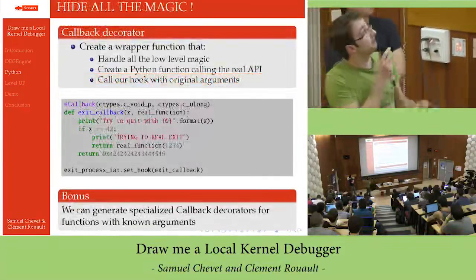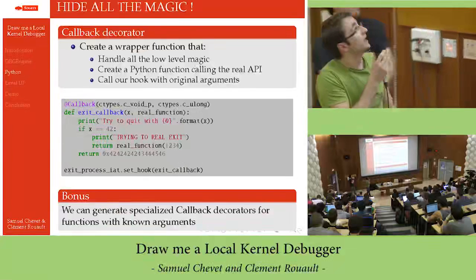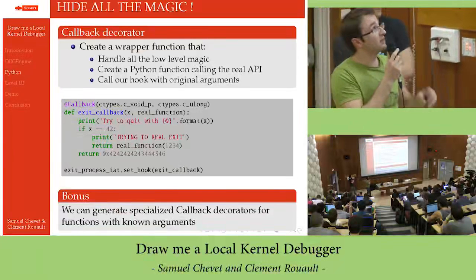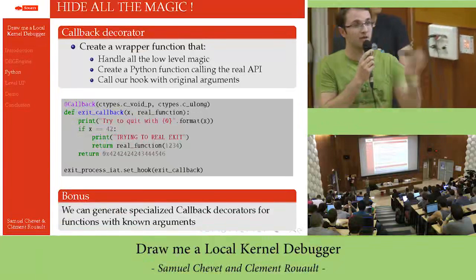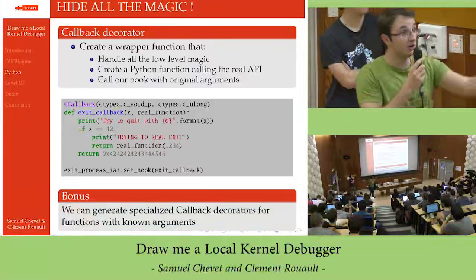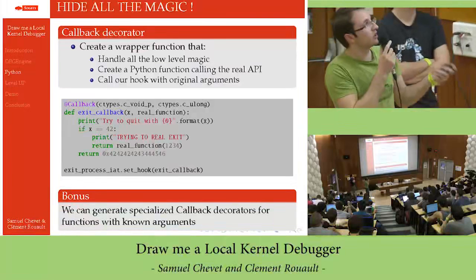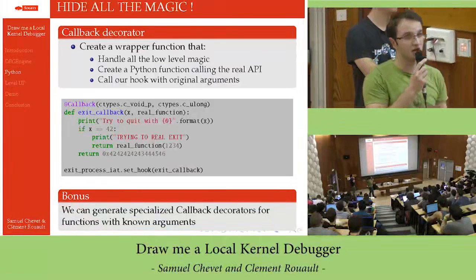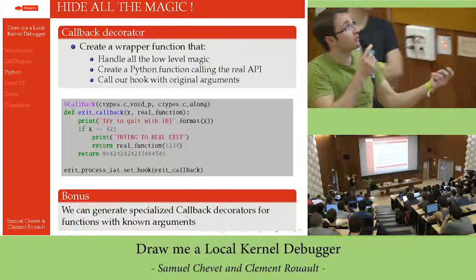After that, all you have to do is hide all the magic with a decorator, because decorators are cool. You handle all the low-level magic in your decorator. You create a Python function calling your real API, because half of my hooks call the real function afterwards. And we call our hook with the original arguments and the real API for other calls.